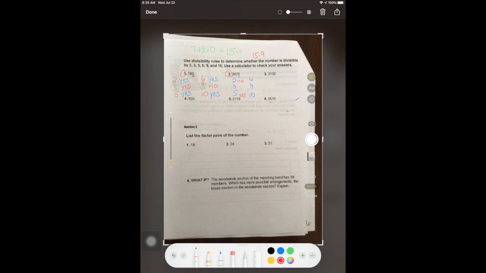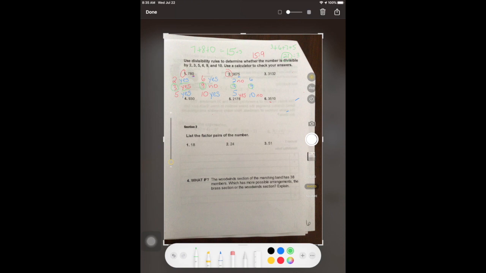And finally, 10. The rule for 10s is it has to end in a 0. It does not, so 10 is a no. Okay, let's do the 3 and 9 again, just to see if they are factors of this number. Again, I'm going to add the digits. I have a 3, a 6, a 7, and a 5. When I add them, 3 and 7 is 10, 6 and 5 is 11, I get 21. That is the sum of all those numbers.